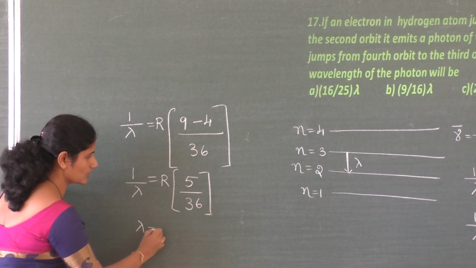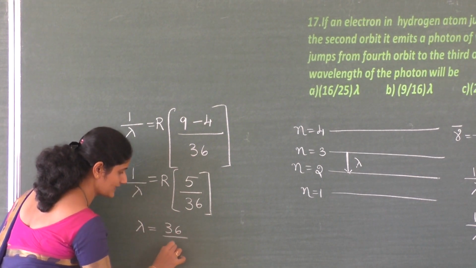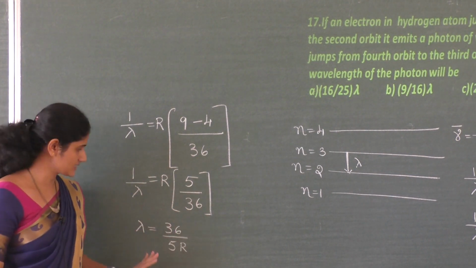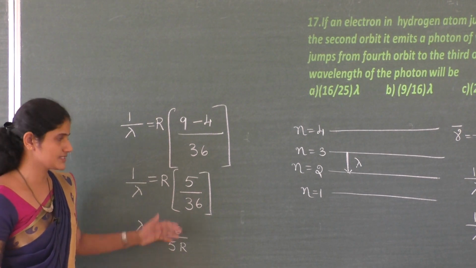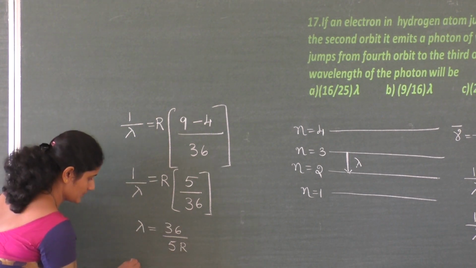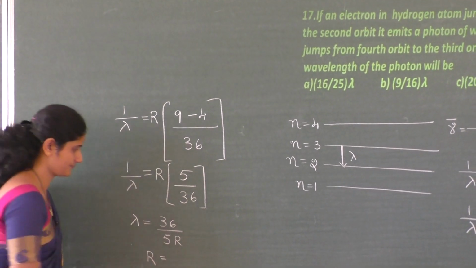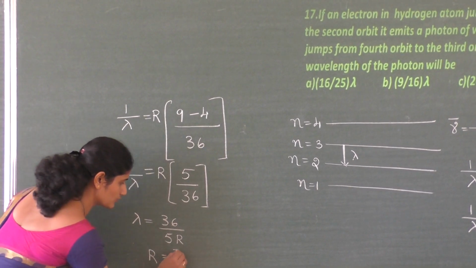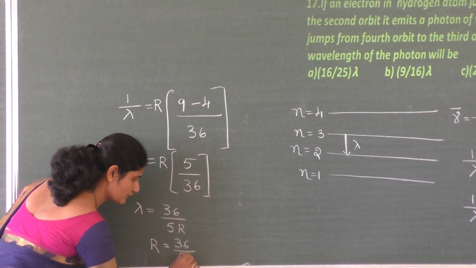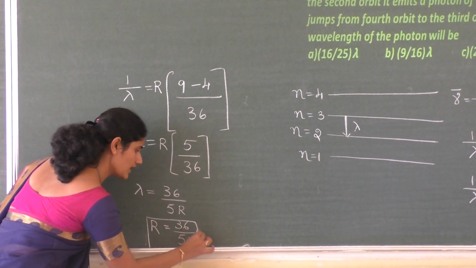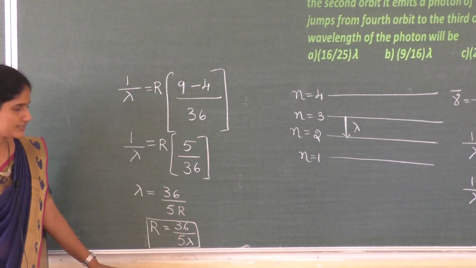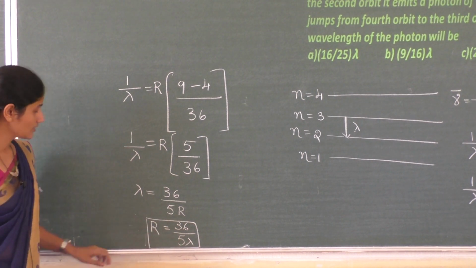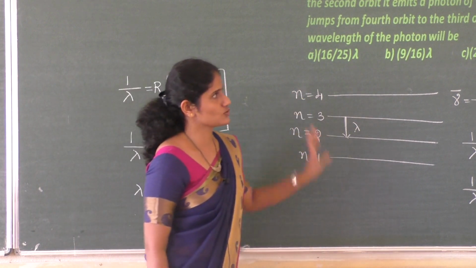So lambda is equal to 36 divided by 5R. 1 by lambda is 5R divided by 36. Therefore, lambda is equal to 36 divided by 5R, or R is equal to, they are inversely proportional. So R is equal to 36 divided by 5 lambda. This is the expression for R. R is equal to 36 divided by 5 lambda. This is for case 1.